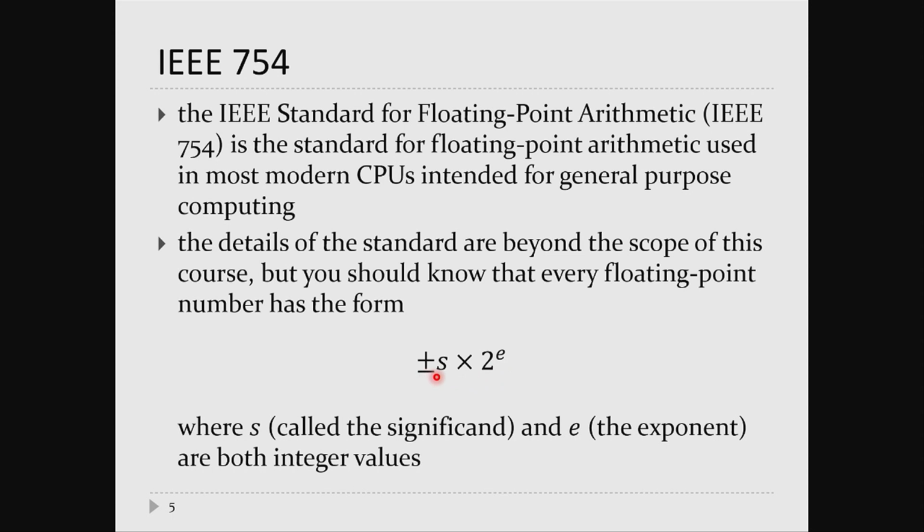That thing s, that's called the significand. If you're reading an older reference, you might see it called the mantissa, but it's the significand nowadays. E is the exponent. They're both integers. So everything's an integer on your computer, because everything's binary. It's all zeros and ones.